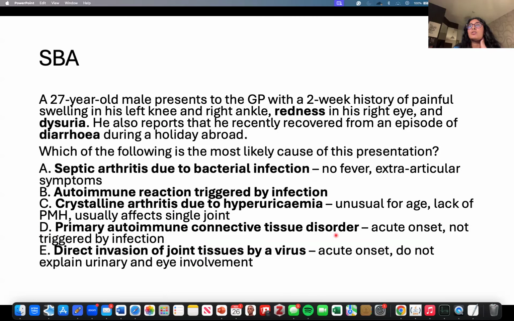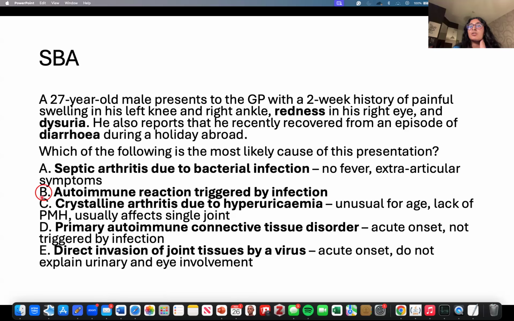Primary autoimmune connective tissue disorder. This is only a 2-week history. And why did they mention that he had diarrhea during a holiday abroad? Because that wouldn't be related to something like a primary autoimmune disorder. Direct invasion of joint tissues by a virus. Again, acute onset. You're not really going to see any extra-articular things going on.